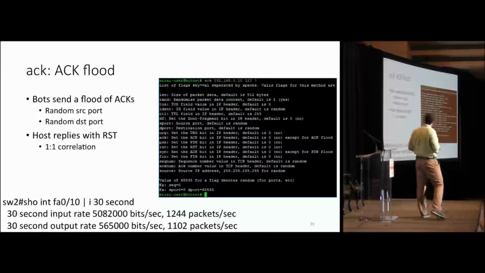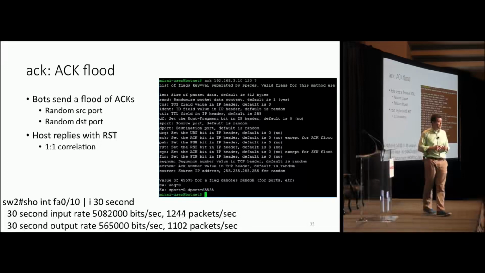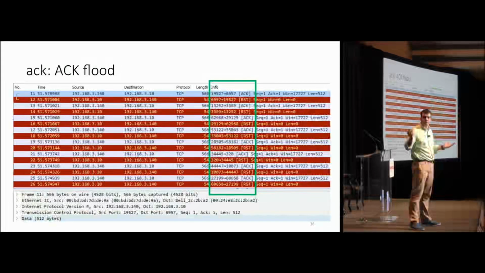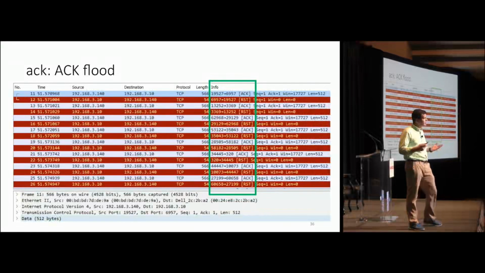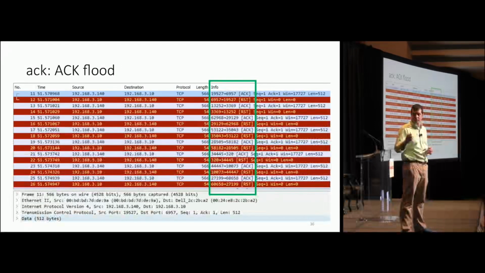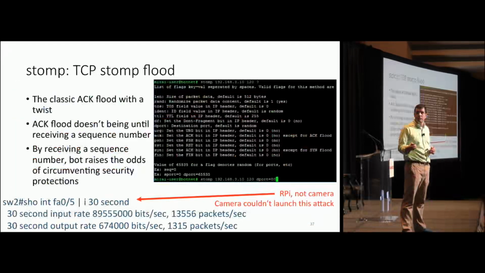ACK flood, basically the same thing, random source, random destination. Again, a one-to-one correlation. We've got a little bit more bandwidth tied to this one, about 5 meg of traffic that this one camera is able to generate. Again, a one-to-one correlation, for historical purposes or for your own viewing of what you might want to look at if you're encountering this in your network. Here's what it looks like from Wireshark.